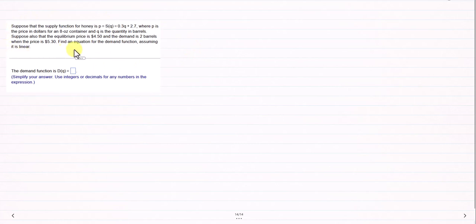Okay, so first, when we look at the problem, we know that the demand equation is linear, assuming it is linear, and the supply function is also linear. So this is a linear problem, right? The first thing is, it is better that you graph them and look at the diagram. It will help you to visualize the problem.